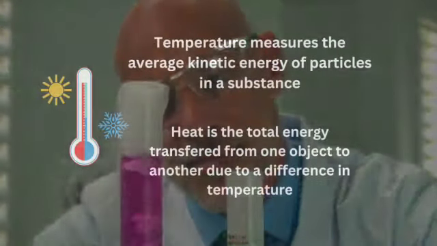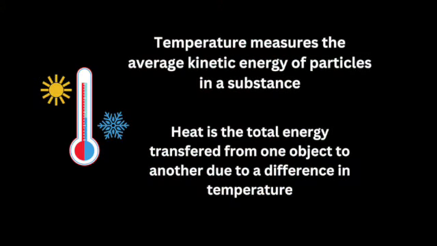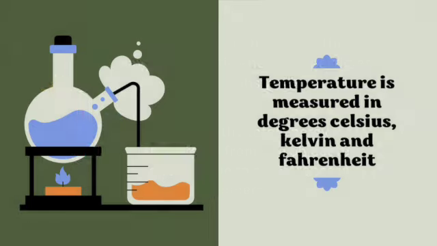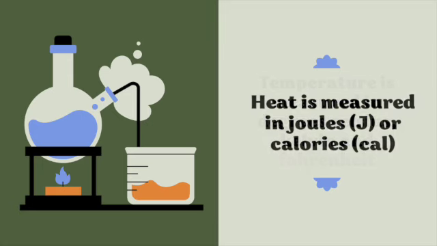Now let's distinguish between temperature and heat. Temperature measures the average kinetic energy of particles in a substance, while heat is the total energy transferred from one object to another due to a difference in temperature. Temperature is measured in degrees Celsius, Kelvin (K), or Fahrenheit. Heat, on the other hand, is measured in joules (J) or calories (Cal).